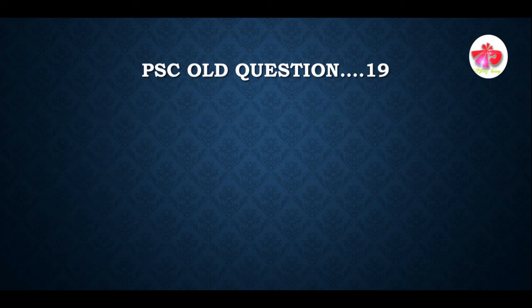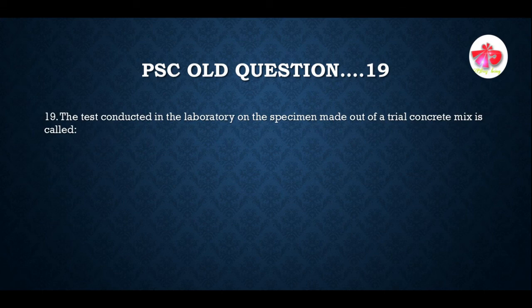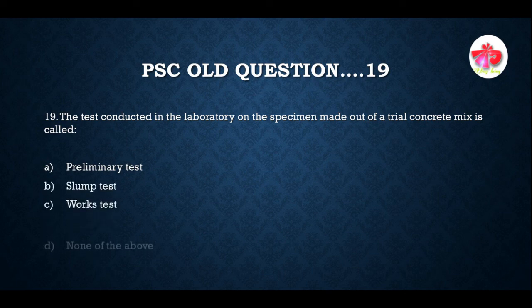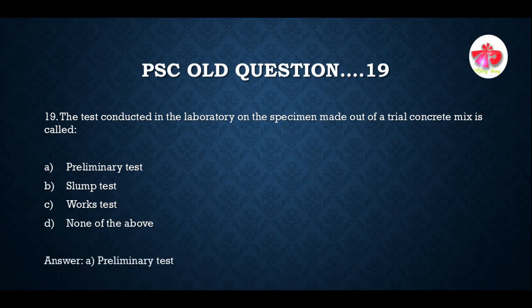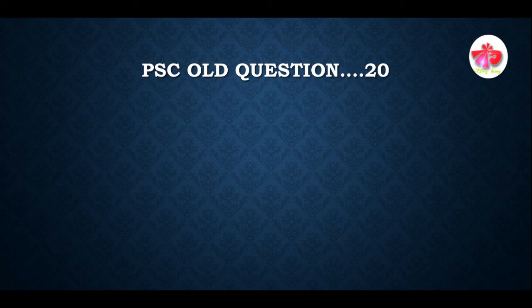Now let us move to question number 19. The test conducted in the laboratory on the specimen made out of a trial concrete mix is called: option A is preliminary test, option B is the slump test, option C is the walk test, and option D is none of the above. So friends, the test conducted in the laboratory on the specimen made of a trial concrete mix is called preliminary test. Okay, let us move to question number 20.